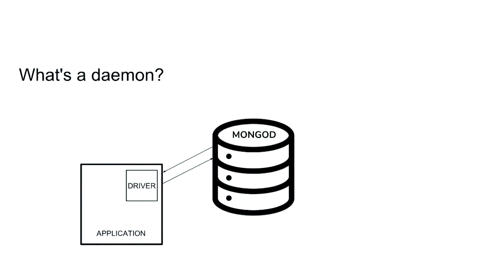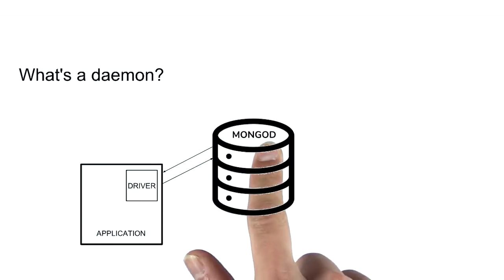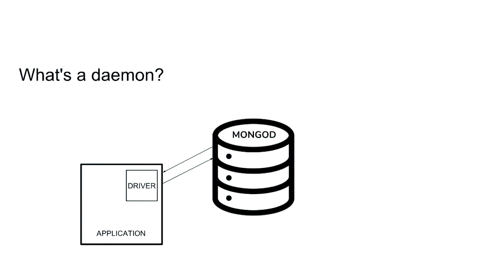So what's a daemon? A daemon is a program or process that's meant to be run and not interacted with in a direct manner. By convention, daemons have a D appended to the end of their name, hence the name Mongod. When we run Mongod, we don't interact with it directly. Instead, our application utilizes a driver to communicate with the Mongod.